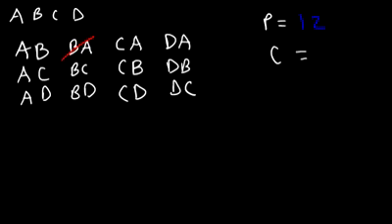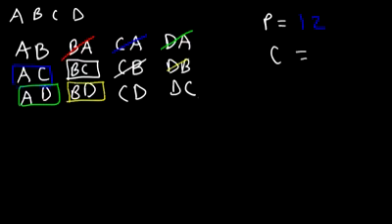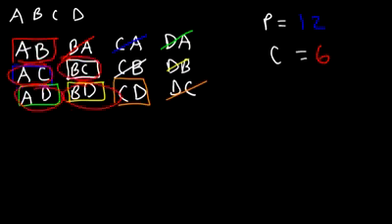If we're going to count, let's say, AC, we can't take into account CA. If we're going to count AD, we have to eliminate DA. If we're going to use BC, we need to get rid of CB. If we're going to use BD, we can't use DB. And finally, if we're going to use CD, we got to get rid of DC. So notice that the number of combinations is equal to 6. 1, 2, 3, 4, 5, 6.